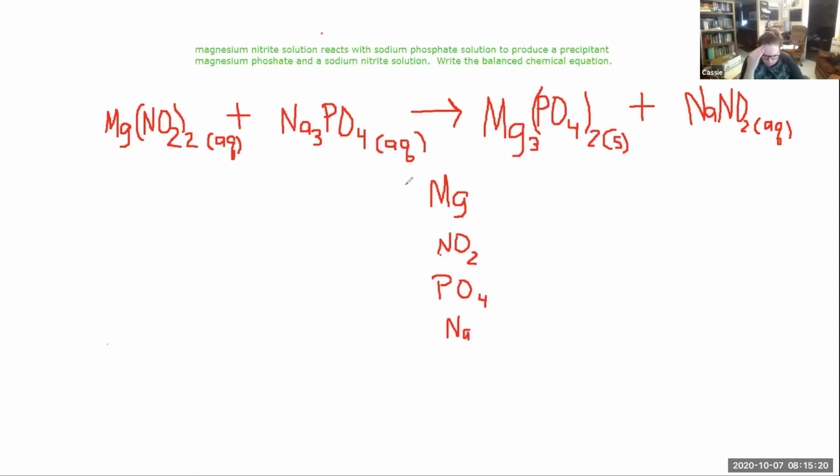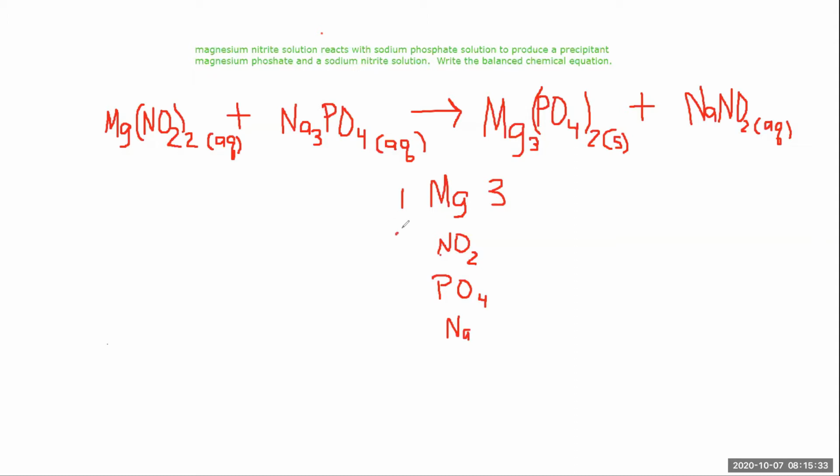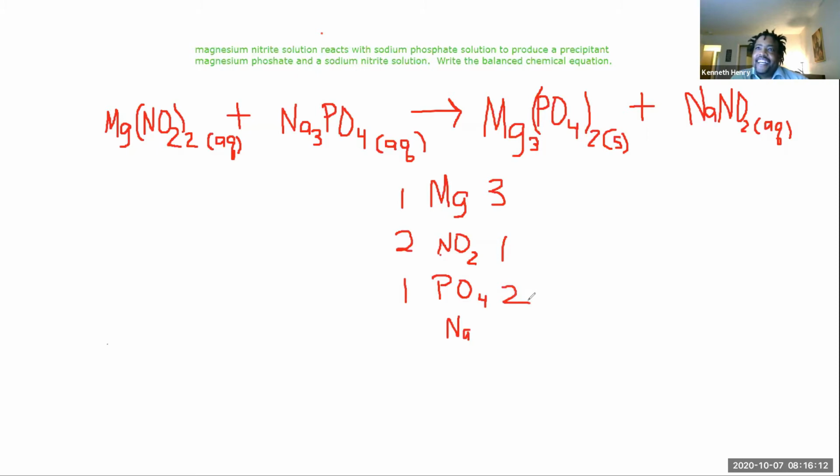Okay, so can you tell me, Cassie, on my reactant side, tell me about magnesium. You have one magnesium, and on your product, you have three. Okay. Christian, tell me about nitrite. There's two on the left, and only one on the right. Darlene, tell me about phosphate. Darlene, are you there? Hit your unmute button. Can you hear me? I can hear you now. There's one phosphate on the reactant and two on the product. Okay. Jessica, tell me about the sodium. There's three on the reactant and one on the product.